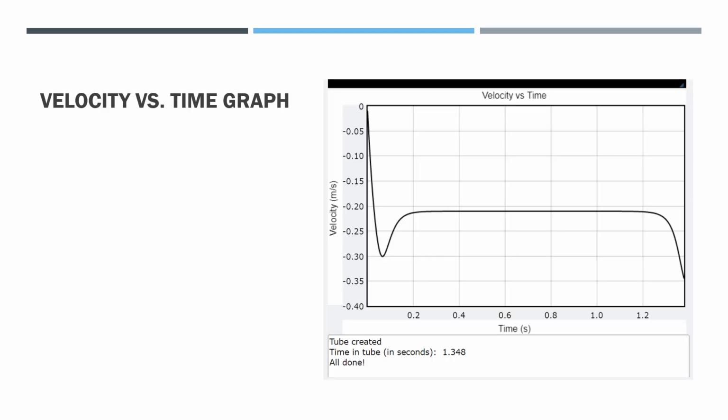And this is the velocity versus time graph. As you can see, it kind of goes down. The velocity is increasing in the negative y direction, then it slows down for a little bit, stays about constant, and then continues to increase until it falls out of the tube. And so the time in tube is 1.348 seconds. That's where we get that value from.